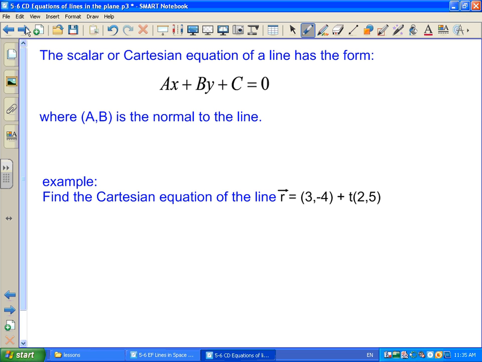Now, where have you seen this before? Even before that. Go way, way back. Let me give you an example here. Let's say we've got something like 5x minus 3y plus 10 equals 0. Where have you seen a line written like that? Think back to grade 9.